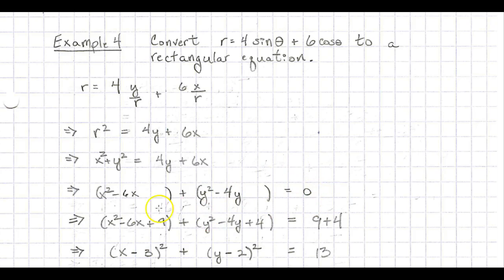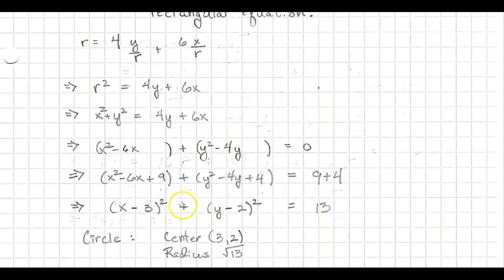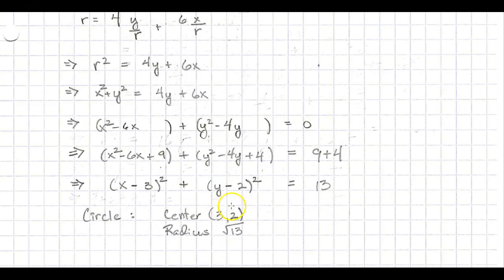Now I'm going to complete the square. So to complete the square, I take half of negative 6, which is negative 3, and square it. I add 9. If I add 9 to this side, I also have to add 9 to this side. How do I complete the square here? I take half of negative 4, which is negative 2. I square it. Gives me 4. Add 4 to this side. I've got to add 4 to this side. The reason I did that is these become perfect squares. x minus 3 quantity squared and y minus 2 quantity squared equals 13. So now I can identify that I have a circle with a center at 3, 2 and a radius of the square root of 13.